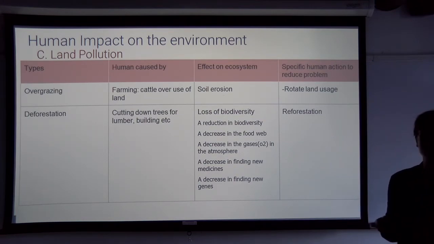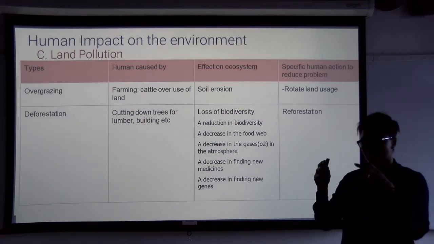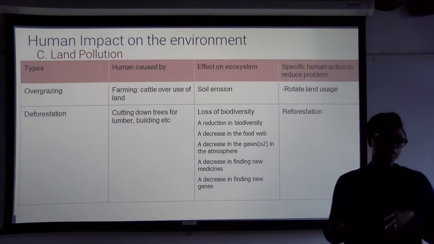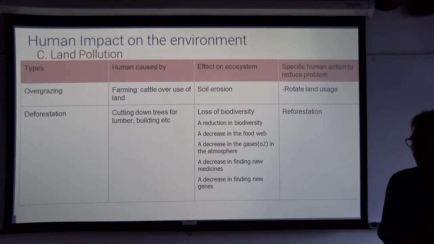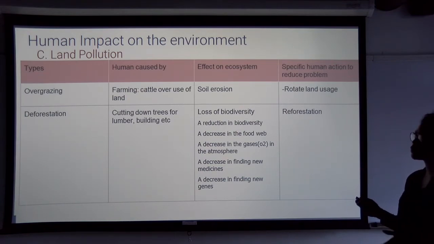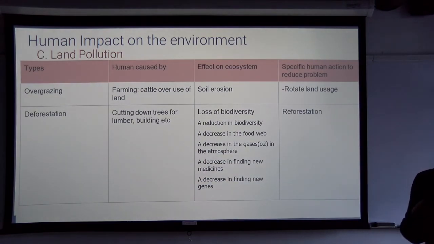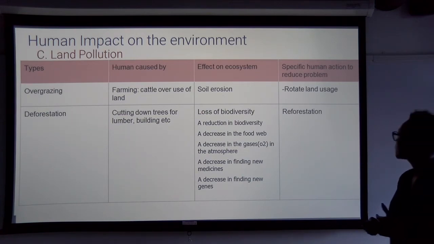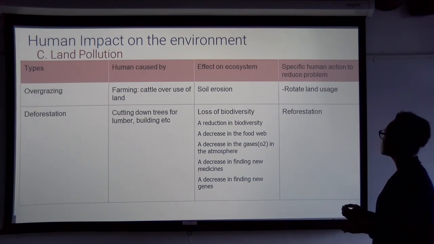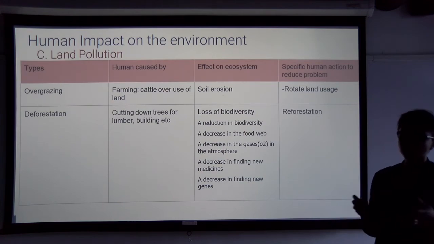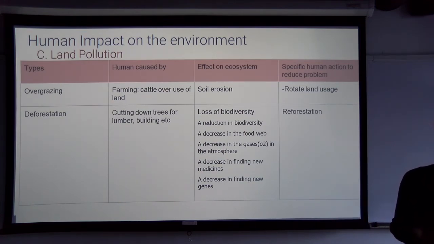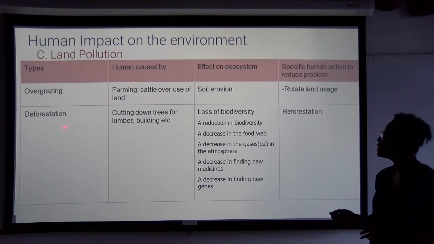Overgrazing is where, on farmland, the farmers will have the animals just graze one area until all the organisms, all the plants, are removed. The problem with that is that it creates soil erosion, and it's difficult for those plants to regrow. And so a solution to that is to rotate the land usage, go from one area to the next.